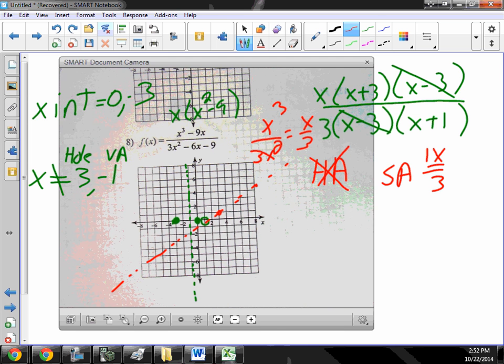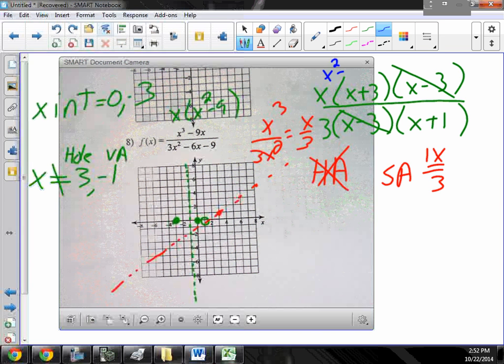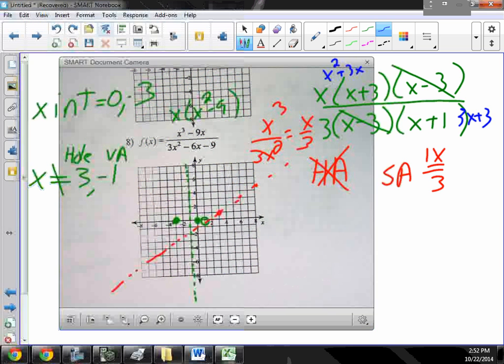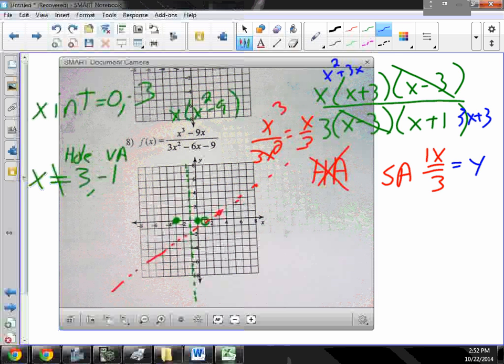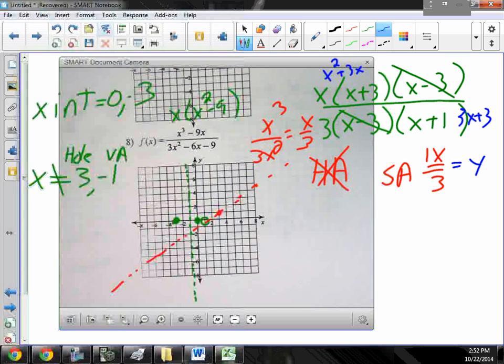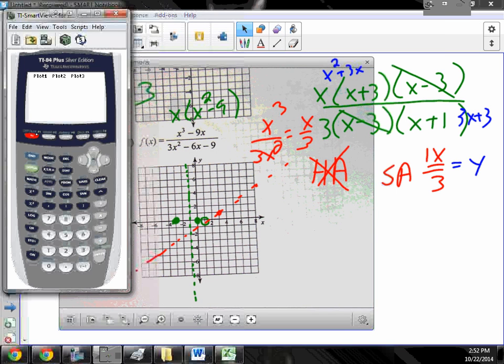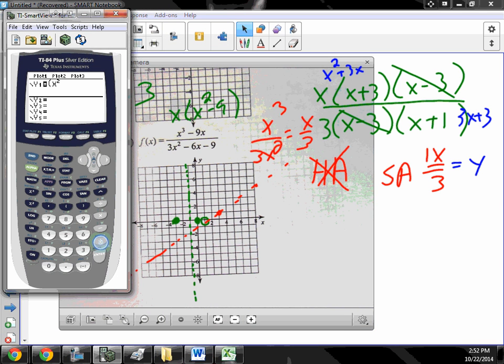Now, all I have to do is graph it, but it's a lot easier to graph this version. x squared plus 3x over 3x plus 3. You could graph the original because it's y equals 1/3 x, so it has a y-intercept of 0 and a slope of 1/3. All right, so to graph this, x squared plus 3x divided by 3x plus 3.